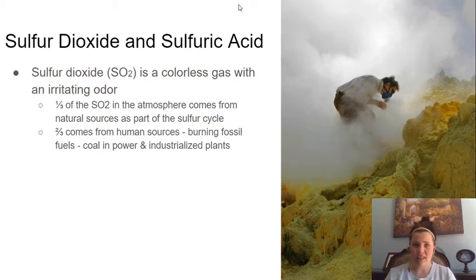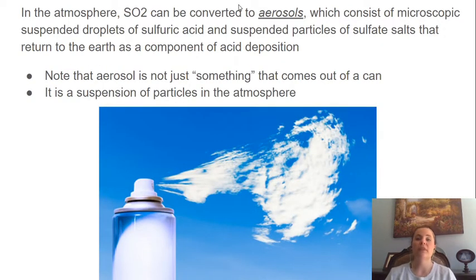Sulfur dioxide is a colorless gas. That irritating odor is, yep, that's bad. And a third of the sulfur dioxide in the atmosphere is going to come from natural sources like the sulfur cycle. So remember, I keep going back to these biogeochemical cycles that we've already learned. And here it is: burning fossil fuels. So please tell me that you're putting burning fossil fuels in your back pocket, because that's where all this is coming from.